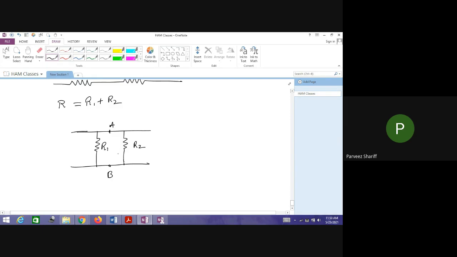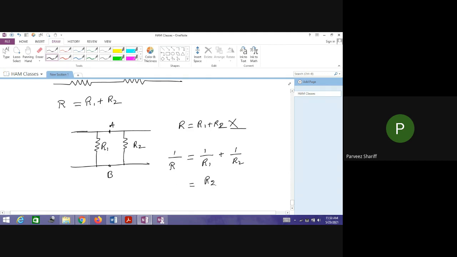So how do we find the resistance? Now in this case, it is not R1 plus R2. We cannot write 1 by R1 plus 1 by R2 as the resistance directly. So for a parallel case, we'll write 1 by R is equal to 1 by R1 plus 1 by R2. As somebody has rightly mentioned, we'll write in a reciprocal form.